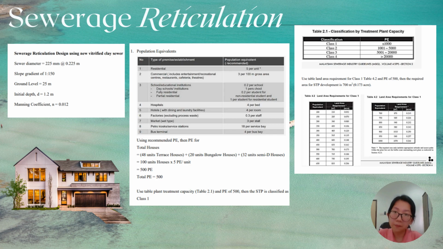So using the table of plant treatment capacity and a PE of 500, the STP is classified as class 1 because the PE is less than 1000. So use the table of land requirement for class 1 and a PE of 500, then the required area for STP development is 700 meters square.